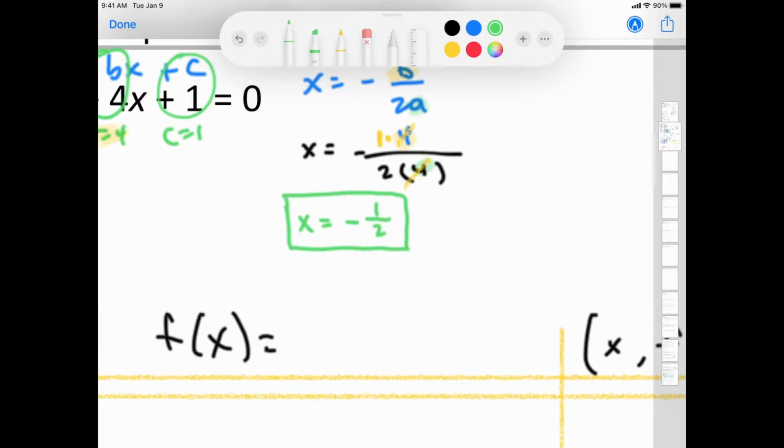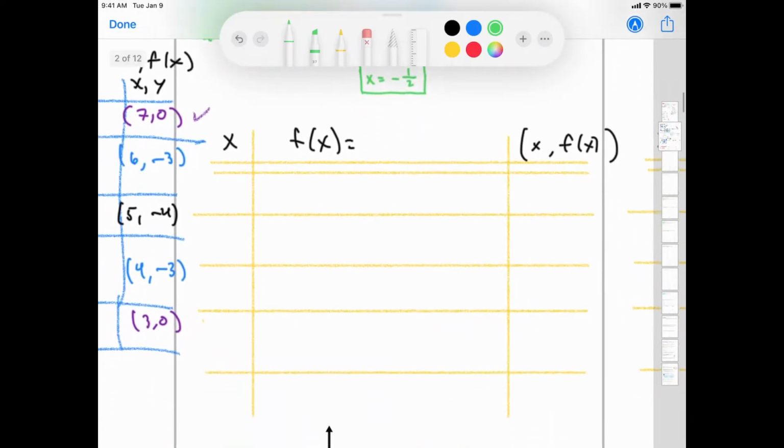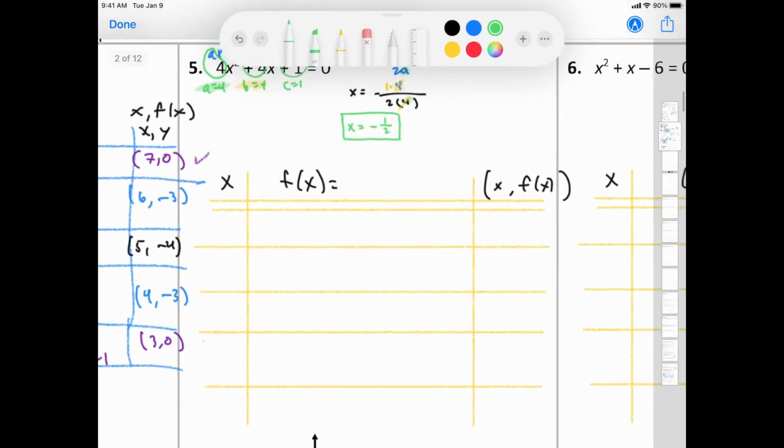Now I know you might be scared, but don't be scared. It is a fraction. And from here, if I were doing the problem, I would just kind of count, negative 1/2 is between 0 and negative 1. So I would probably just choose negative 1 whole numbers. And then this one would be 0 and 1. Because negative 1/2 is between negative 1 and 0.